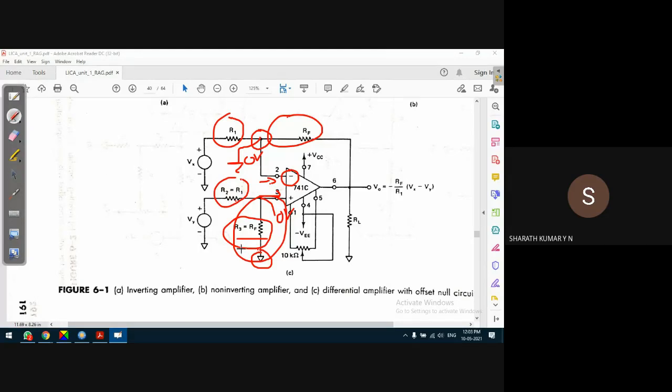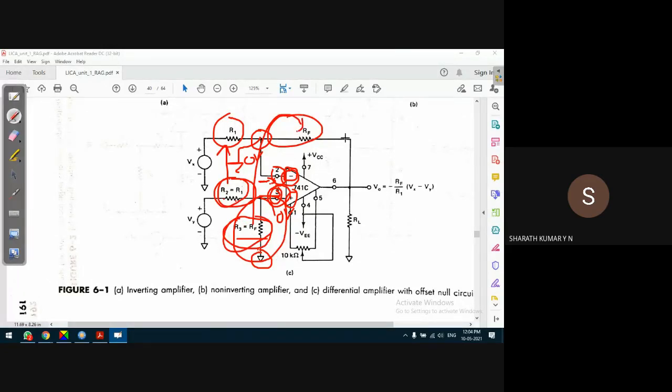How to select R2 and R3 values? Very simple. To equalize the current flowing into the inverting input terminal and the non-inverting input terminal, the resistance at these two terminals, terminal 2 and 3, should be equal. What is the resistance at 2? Parallel combination of R1 and RF. At terminal 3, it should be the parallel combination of R2 and R3. And hence R2 should be equal to R1 and R3 should be equal to RF.